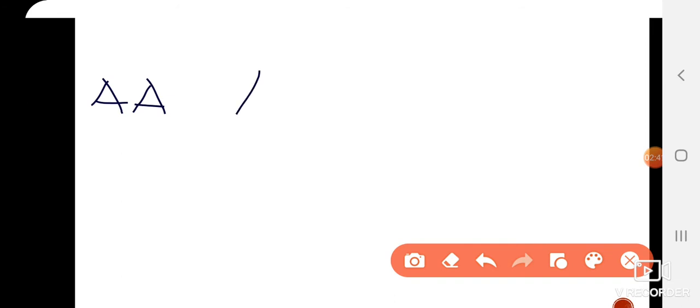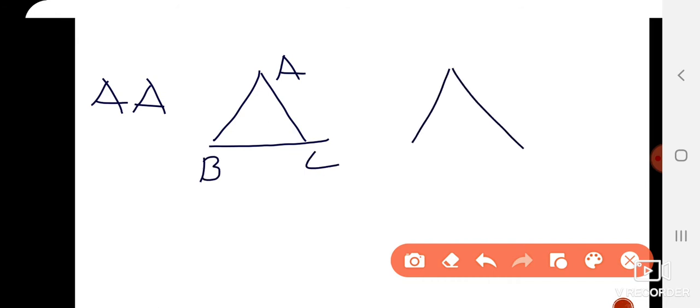Again, let's consider two triangles. Say triangle A, B, C, another triangle P, Q, R. If I say A is congruent to P and B is congruent to Q, then we can say that the two triangles are similar by AA test of similarity. Normally, we don't use AAA test of similarity. We always use AA test of similarity while solving the sums.